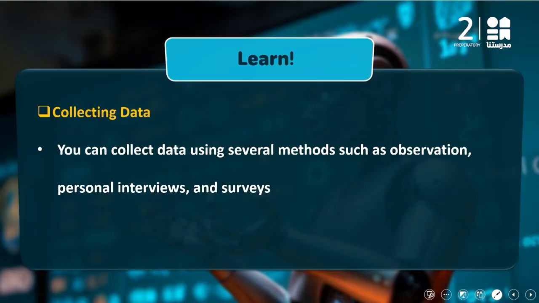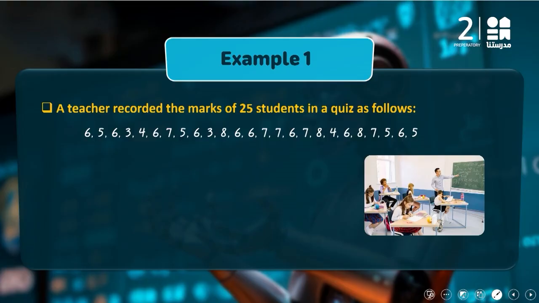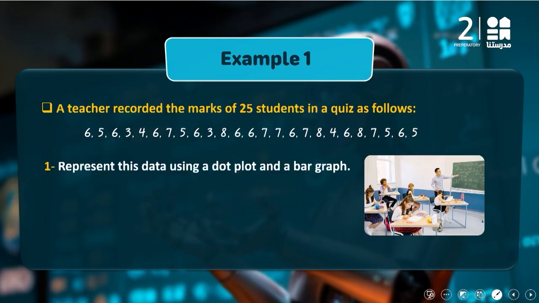What is the meaning of collecting data? How can we collect data? We can collect data using several methods, such as observation, personal interviews, and surveys. Let's look at example number 1. A teacher records the marks of 25 students in a quiz as follows. This data is the marks of the 25 students. The first question, represent this data using a dot plot and a bar graph.